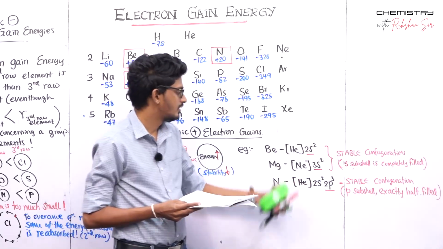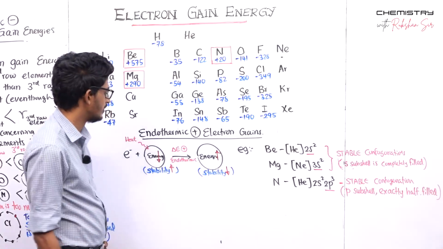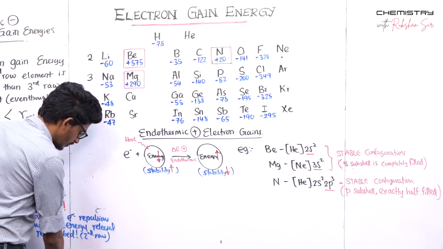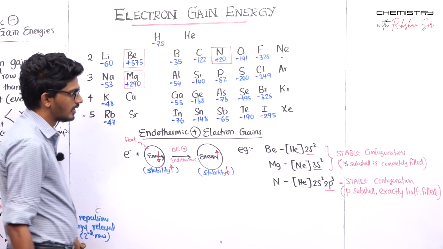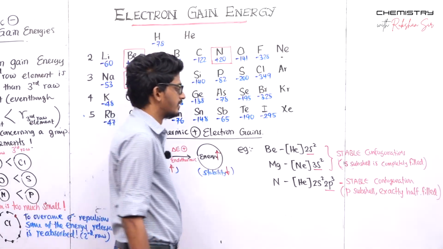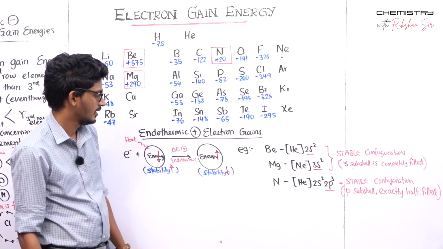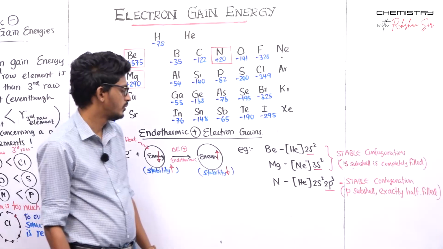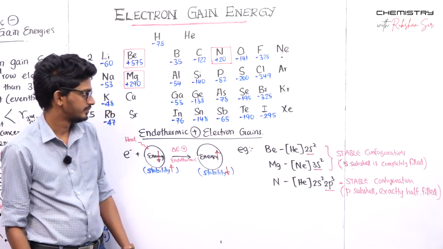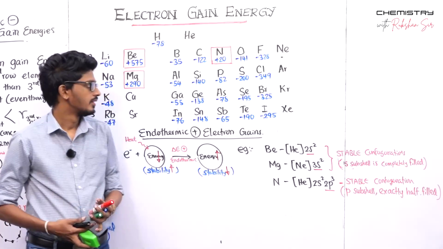So those are not keen to gain an electron, so electron gain comes up with a positive value. Okay, that is the idea. So complete the note here. That is when you get the positive values.